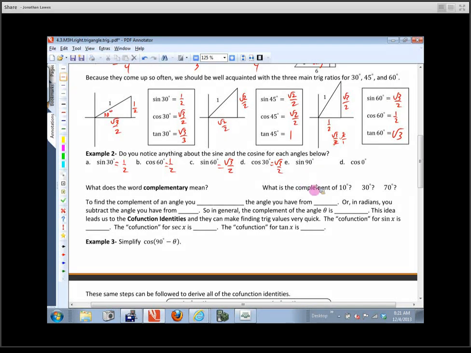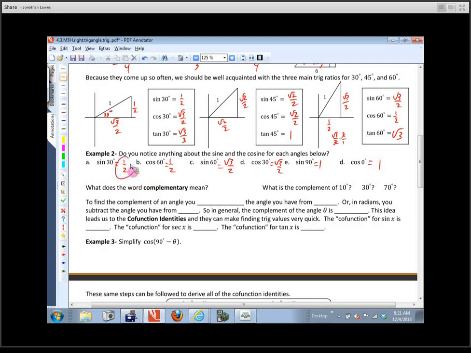Okay, what about the sine of 90? That's not on this list. What would the sine of 90 be? Think about where we'd be on the unit circle. What's the sine of 90? 1. Okay. What's the cosine of 0? Cosine of 0 is 1.